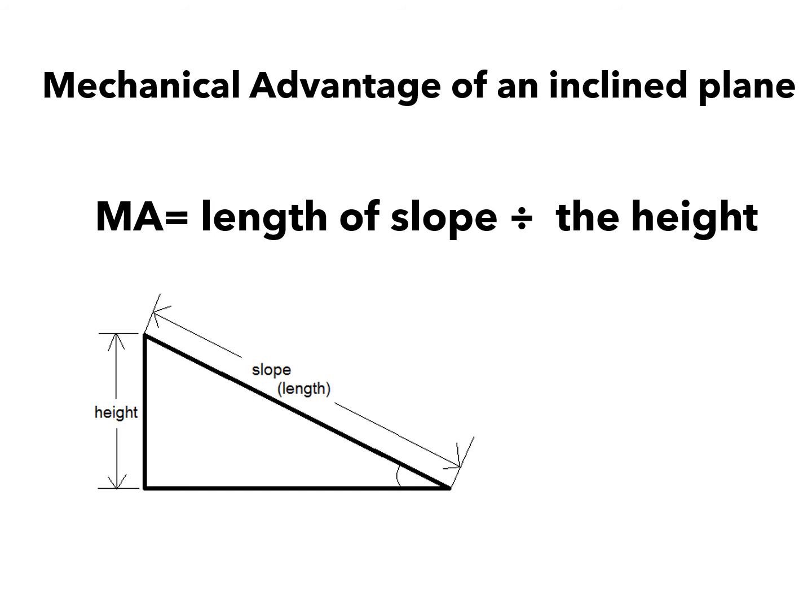We would divide the length of the slope by the height. And the answer that we get is the mechanical advantage. So if we got the mechanical advantage of 3, it would mean that by using that machine, which is the inclined plane, we were doing the work that otherwise would have taken 3 of us to do elsewhere. That's what the mechanical advantage is. It tells us how much more our effort is multiplied. So the higher that number is, the higher the mechanical advantage is.